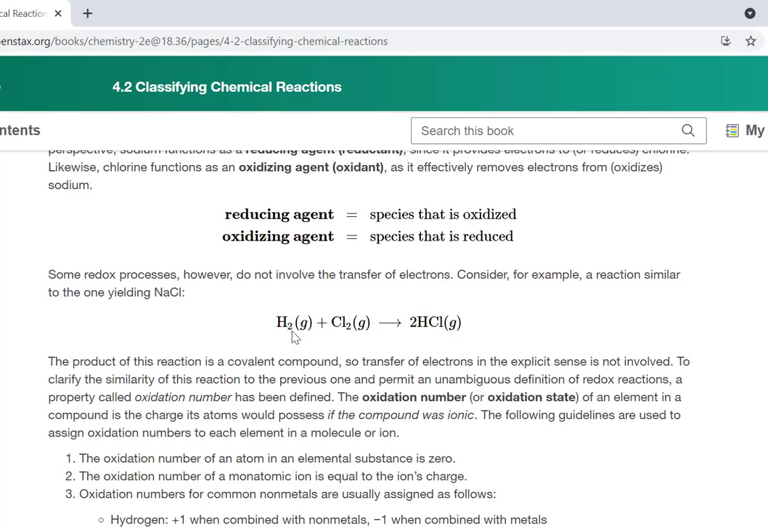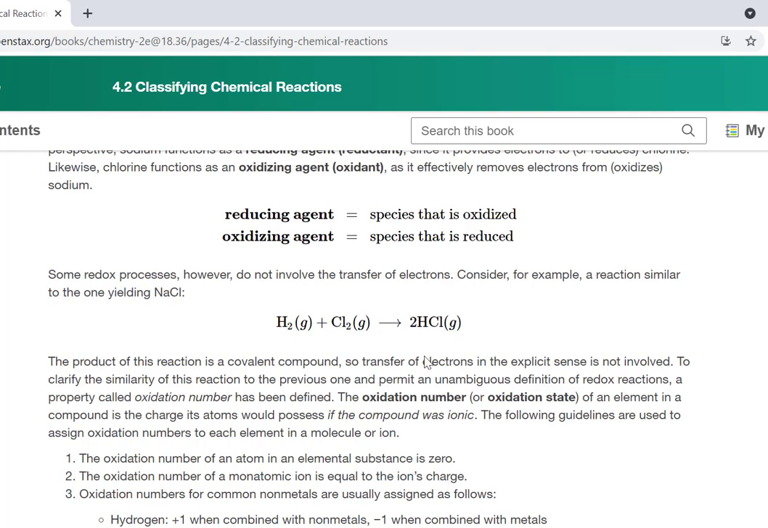So we know hydrogen is 0, chlorine is 0 because they're by themselves. Over here we know hydrogen will be a +1 with a nonmetal. Because the whole thing has to be 0, then the chlorine is a -1. So we can look at how they change. So going from here to here, we go from 0 to +1. So hydrogen goes from 0 here to +1 over here.